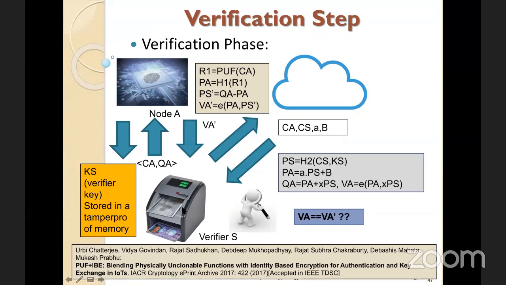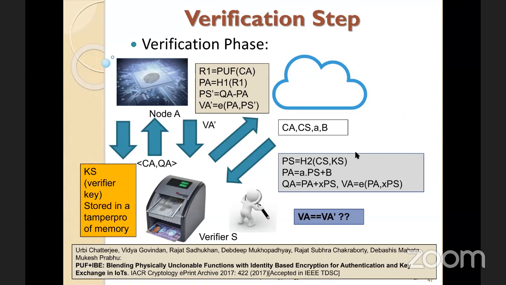Now note that we assume that since this secret key is only available with the verifier, this information is obtained by the verifier and not by the adversary. Therefore the adversary cannot get the value of PA, because PA either needs the secret key or it needs the PUF, and the PUF is assumed to be unclonable and therefore unpredictable by the adversary.